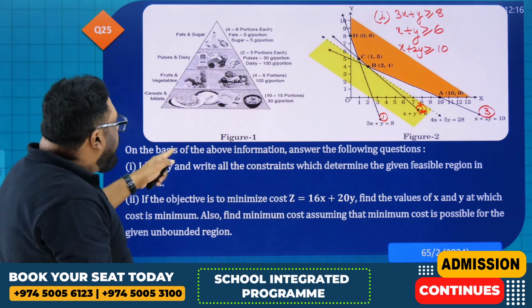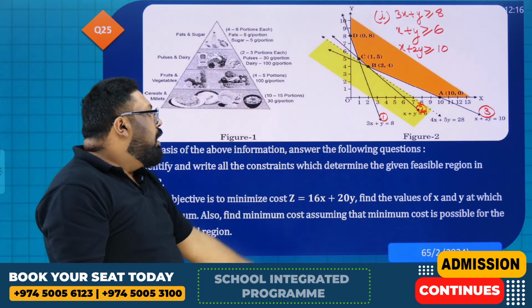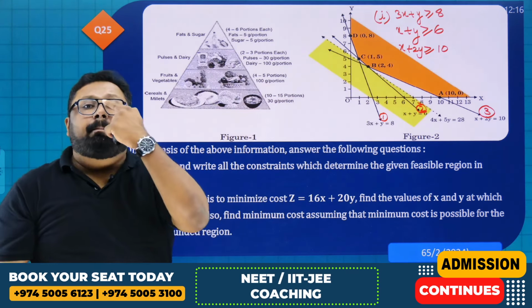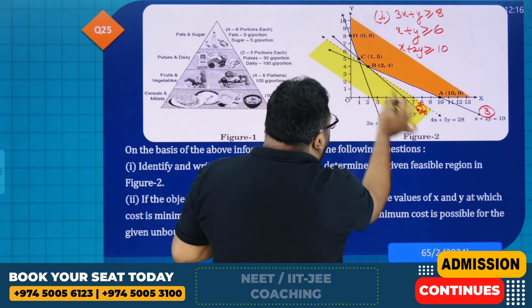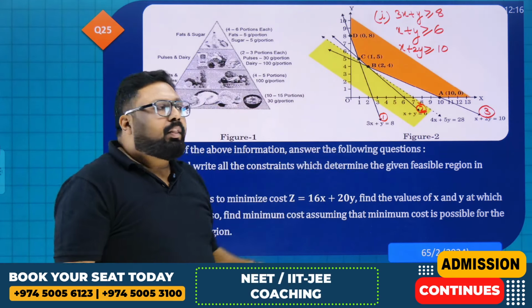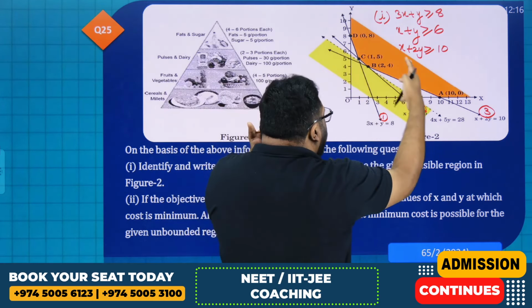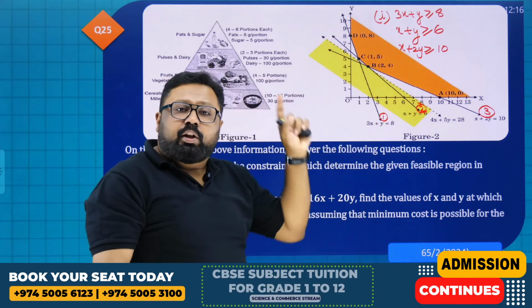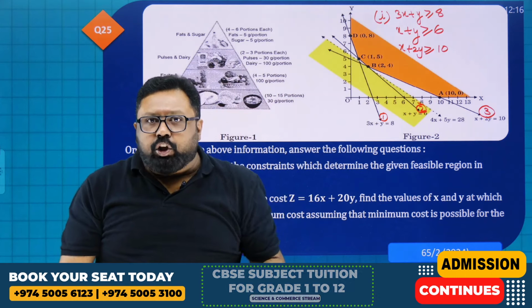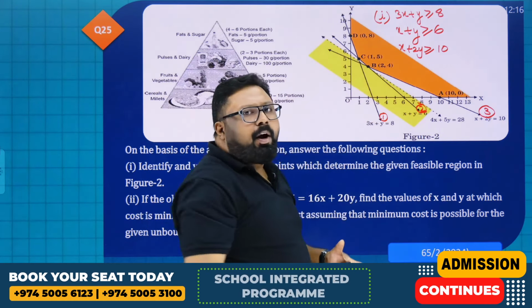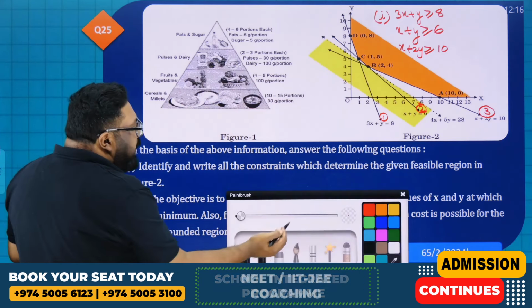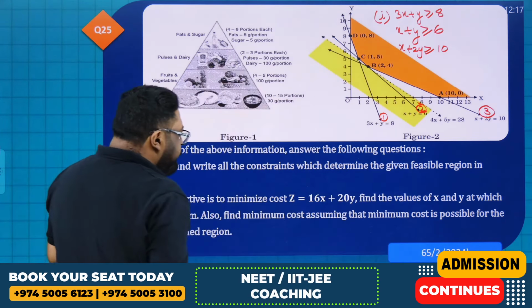Question number 2. If the objective function is to minimize, find the values of x and y at which the cost is minimum. My dears, we can see that this dotted line does not pass through the feasible region. Okay, the dotted line does not have anything common with the feasible region. So the solution that we get from the corner points is your optimal solution. They want the minimum of that. All of you, let us try to find out the minimum of each of them.